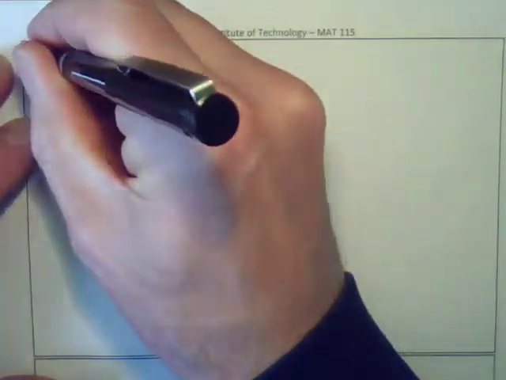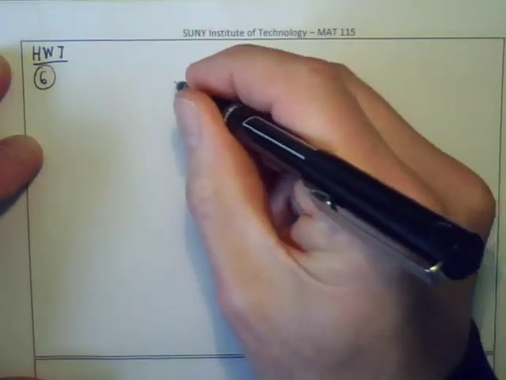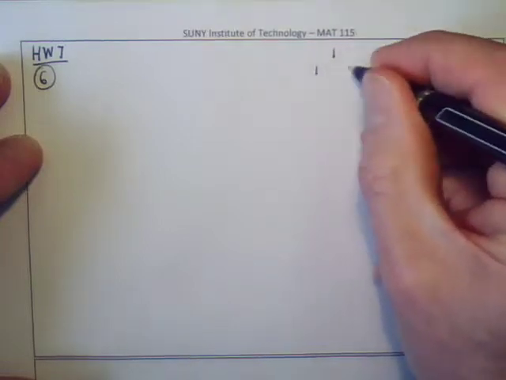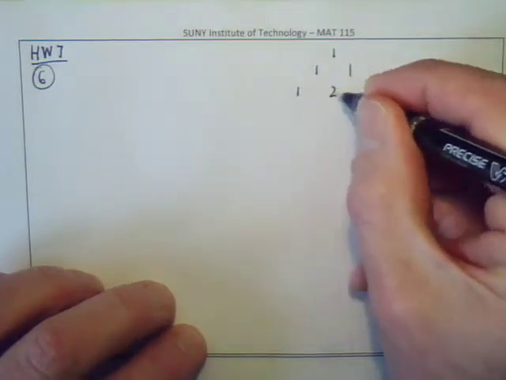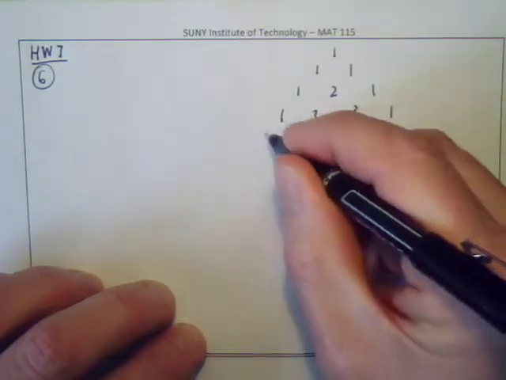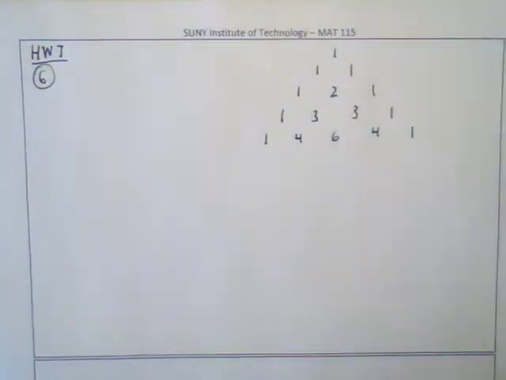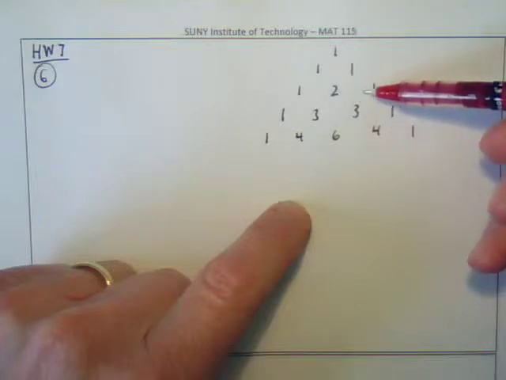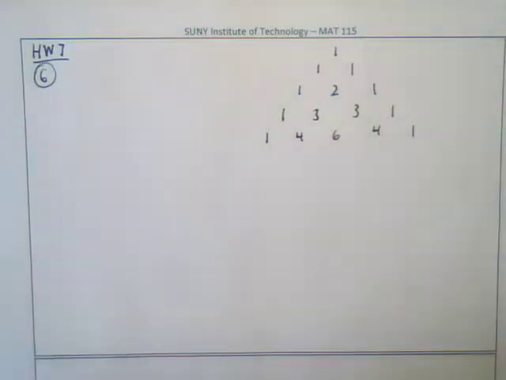This is Homework 7, number 6. Okay, and I'm going to make Pascal's triangle here. How about if I start it over here? As it says, the first two rows have nothing but ones in them, and then we end up with 1, 2, 1, 1, 3, 3, 1, 1, 4, 6, 4, 1. And again, the pattern here is that I add the two numbers above to get the next number down. So I add the 1 and the 2 to get a 3, the 3 and the 3 give a 6, the 3 and the 1 give a 4, etc.